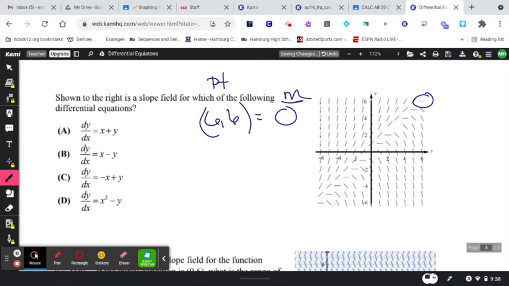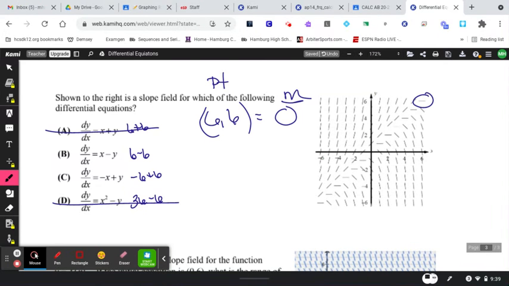So now I'll just go through. 6 plus 6 does not equal 0. That guy's out. 6 minus 6 equals 0. That's a keeper. Negative 6 plus 6 equals 0. 6 squared is 36 minus 6. That guy's out. So right away I'm at 50-50. And I'm just going to pick another point and think about that.